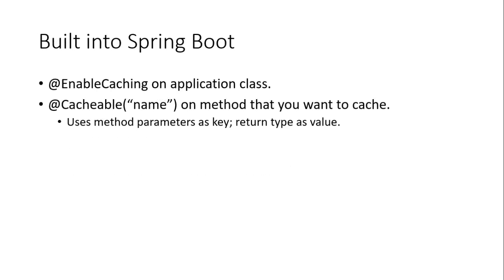This is easy to do in Spring Boot, so easy we'll do it right now. So first of all, on the application class, we need the EnableCaching annotation. And then on the method that we want to cache, we use @Cacheable. And we can use the method parameters as the key, and essentially the return type is the value that gets returned from the cache.